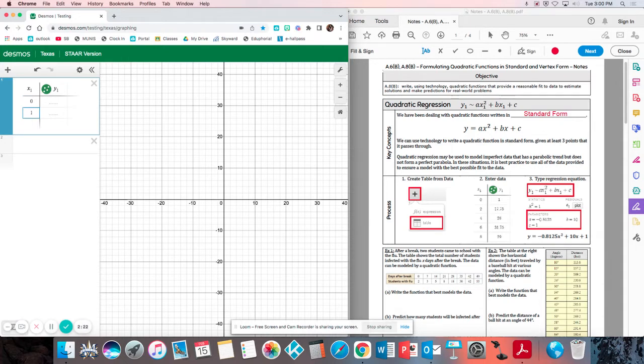So first question, x value, days after break. Let me read the question. After a break, 2 students came to school with the flu. Ouch, that's bad. The table shows the total number of students infected with flu x days after the break. So x represents days after the break. The data can be modeled by a quadratic function. So that's what my clue is, quadratic function.